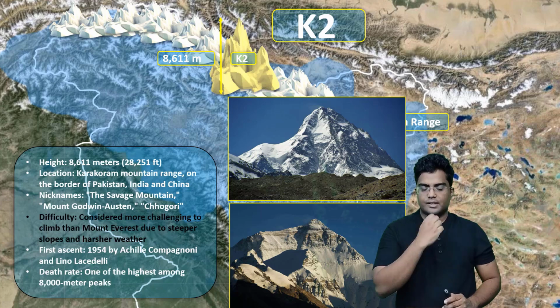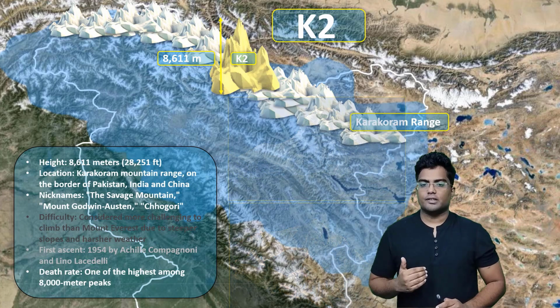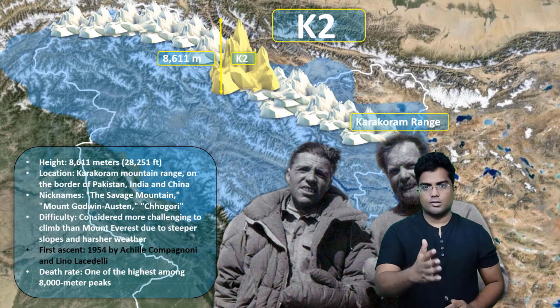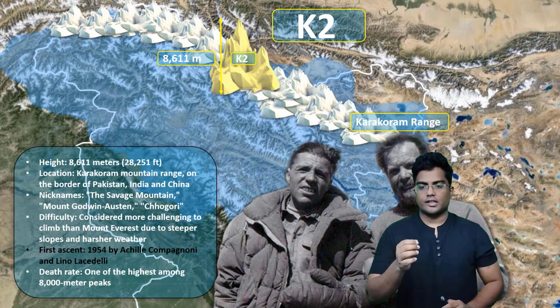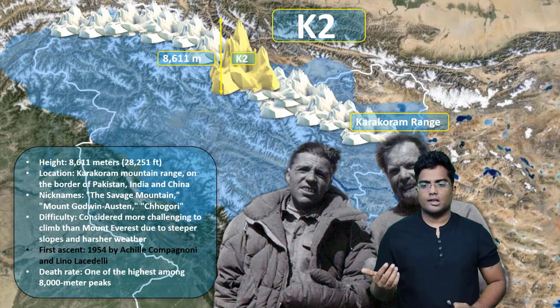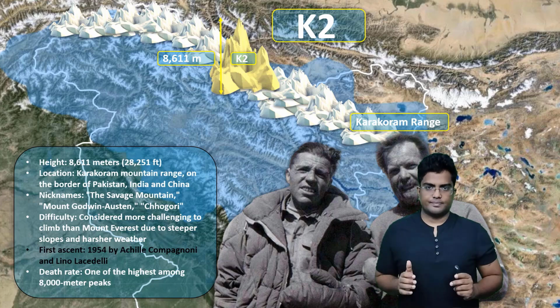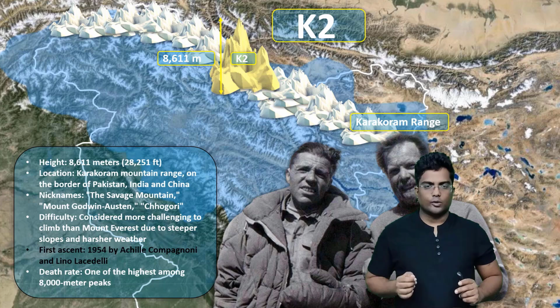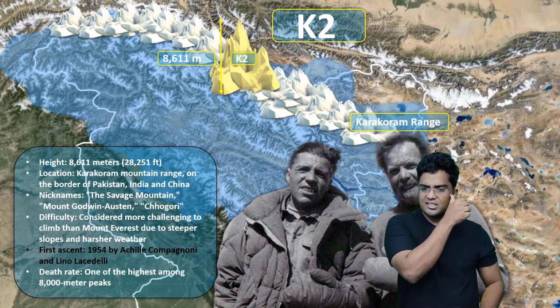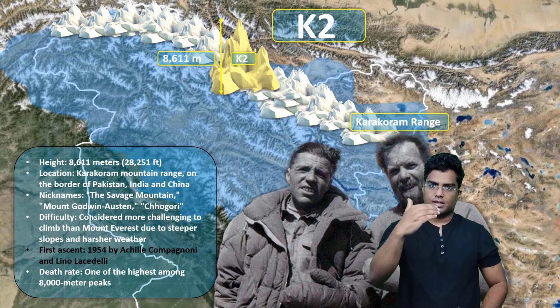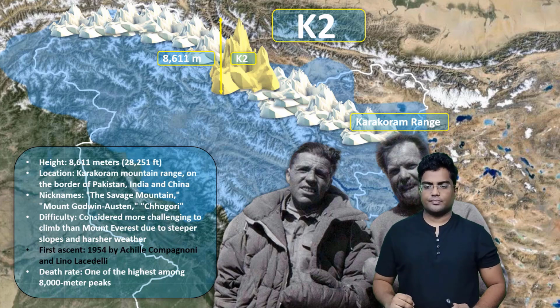Now, as you can see, there were two gentlemen who actually climbed K2, and their names are Achille Compagnoni and Lino Lacedelli. We are not interested, but for the sake of it, I've just added this information, right? Achille and Lino, okay? These are actually from Italy. These two gentlemen scaled K2 first.